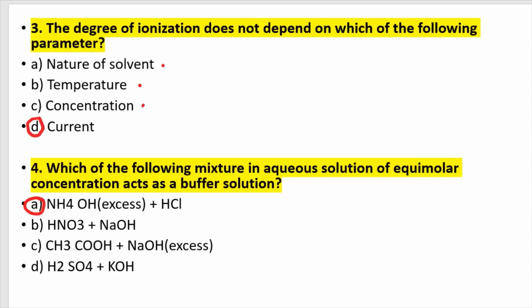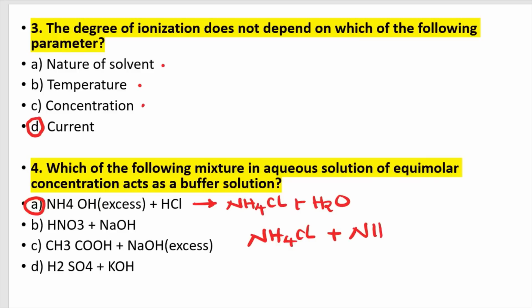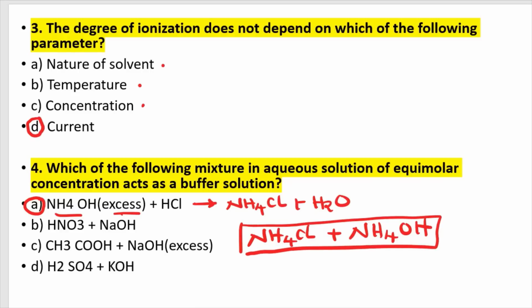So what is going to happen is that if these react, what you're going to have is ammonium chloride plus water. So in your solution, you're going to have ammonium chloride and ammonium hydroxide, because ammonium hydroxide here was in excess. So it is going to be in solution like this. So this is going to be the equimolar concentration of a solution. Okay.